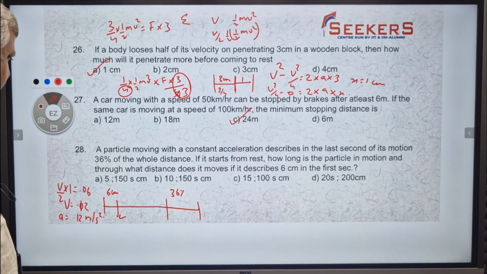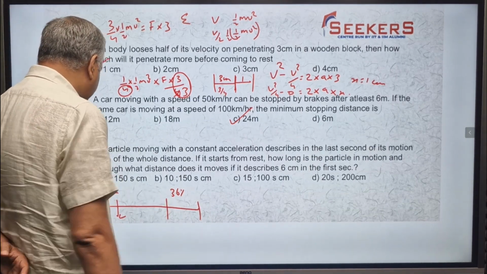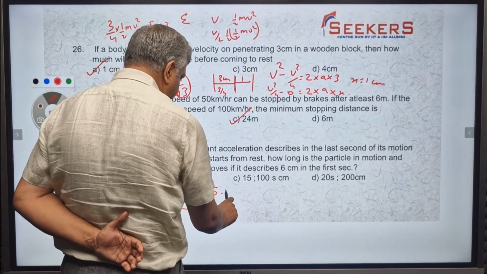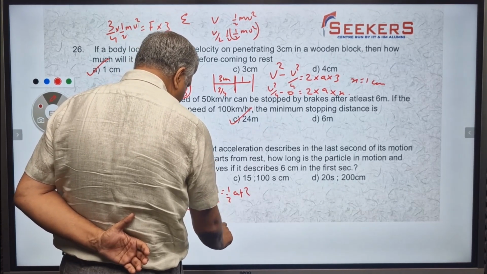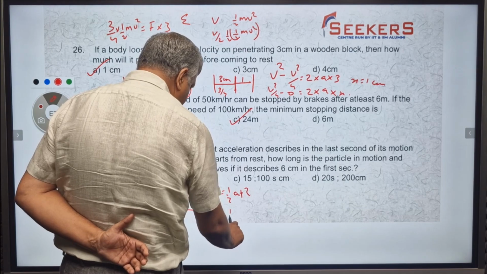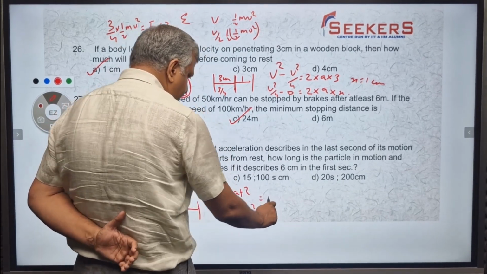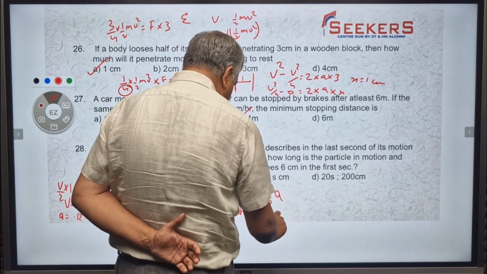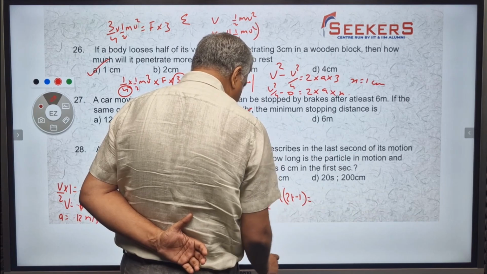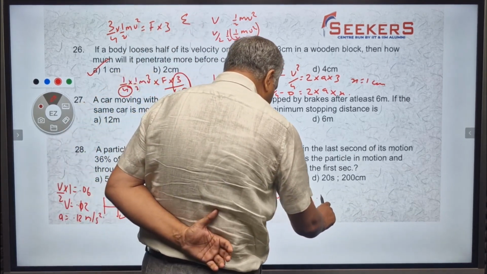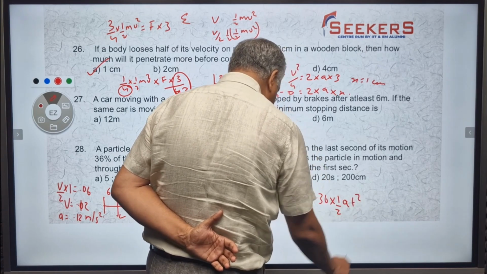Then what is it saying? And then what is the distance traveled? Let's find out the distance traveled in the last second. So s is equal to half a t squared, that is s last. S pre-final will be equal to half a (t minus 1) the whole squared. So when you subtract them, it will become half a t squared minus this, so that will become 2t minus 1, that is equal to 0.36 times half a t squared.